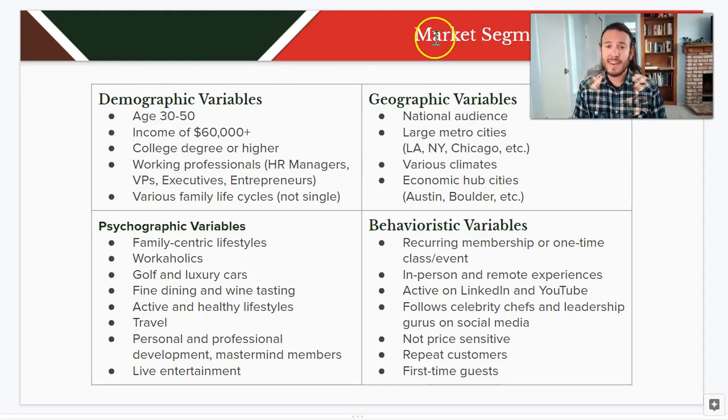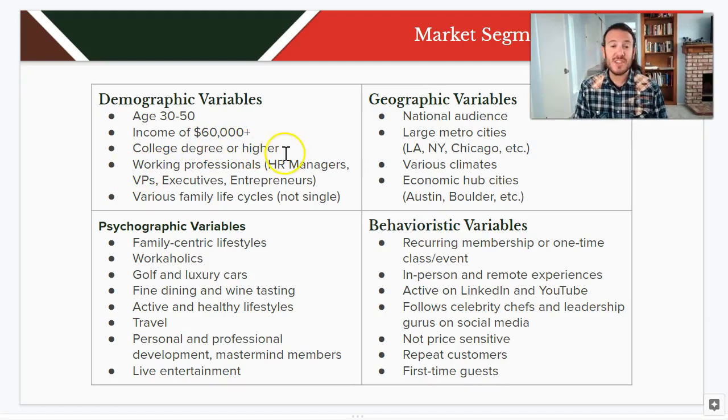Now, behind my head, you're going to see here market segmentation analysis. Let's take a look at the demographic variables for Nino's Kitchen. I've got an age range of about 30 to 50. These are working professionals, income of about 60,000 or higher. These folks, generally speaking, have a college degree or higher, maybe a master's degree. Maybe they have a JD, which is a law degree. Maybe they're an accountant. I'm not sure.